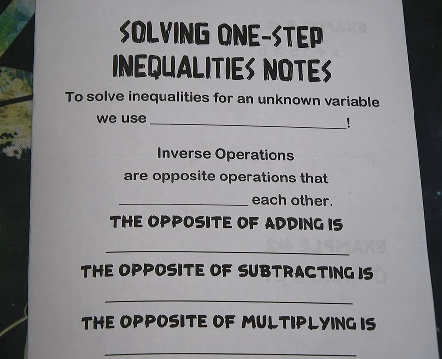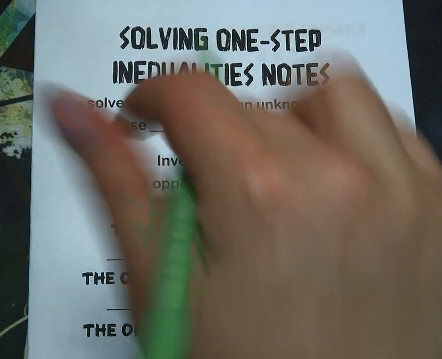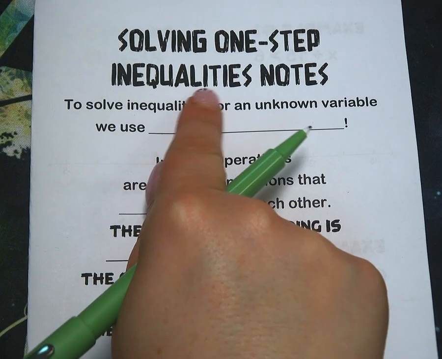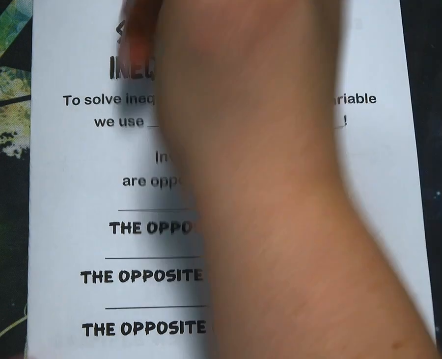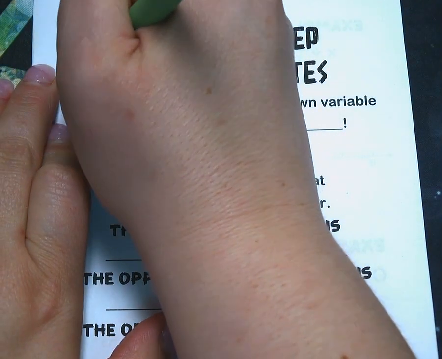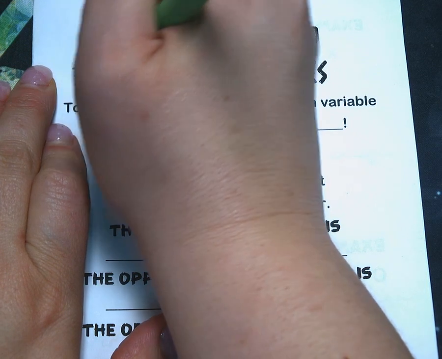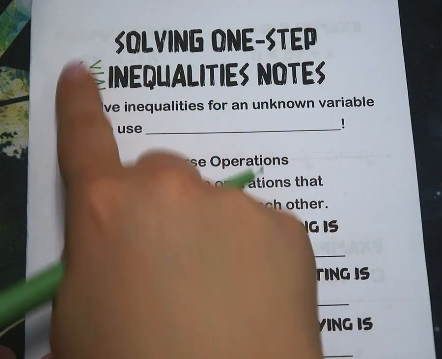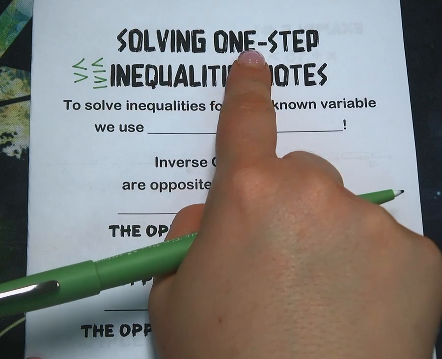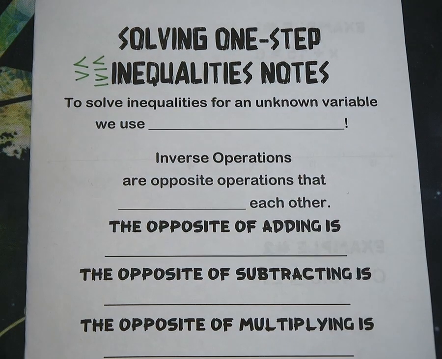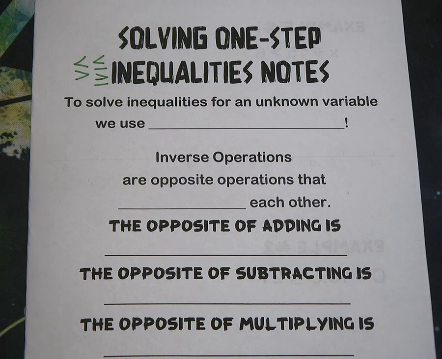Hey, today we are going to talk about solving one-step inequalities. So the good news is you already know how to do it. The only difference is that now instead of an equation with an equal sign, we're going to have an inequality, which is going to be that Pac-Man or that alligator mouth that we talked about the last few days. So those are our inequality symbols. And again, we're solving one step, meaning we just need to do one thing and the problem will be solved.